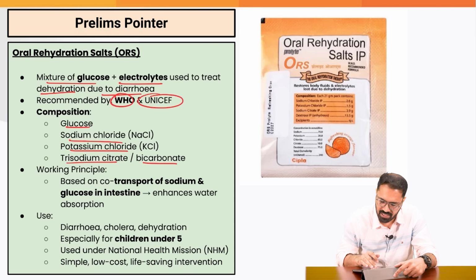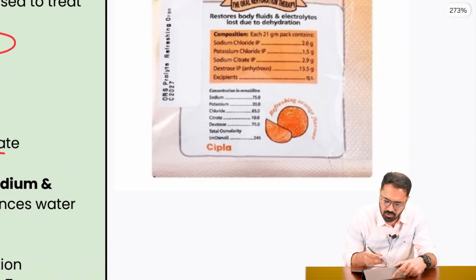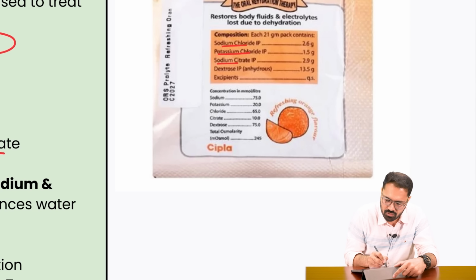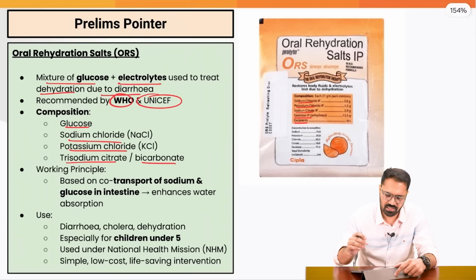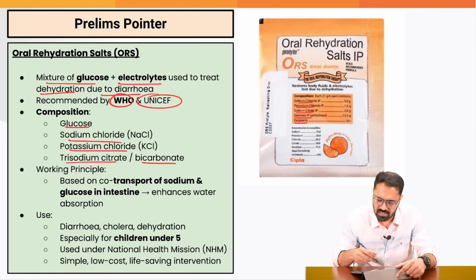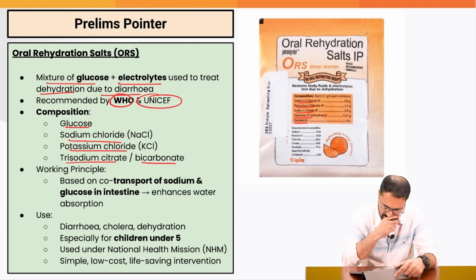You can see over this packet also what it is composed of: sodium chloride, potassium chloride, sodium citrate, dextrose IP, and other excipients. Okay, so these are its constituents. You can further see sodium, potassium, chloride, other concentrates. All these things are part of it.